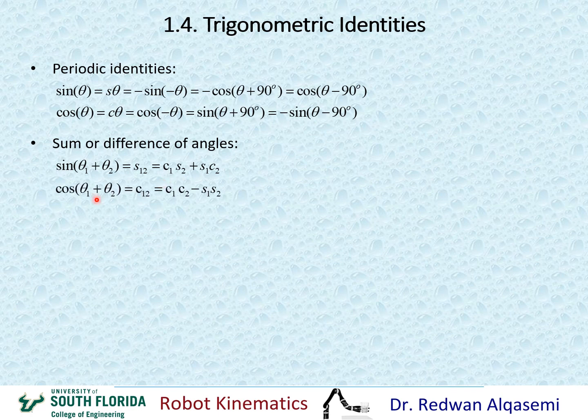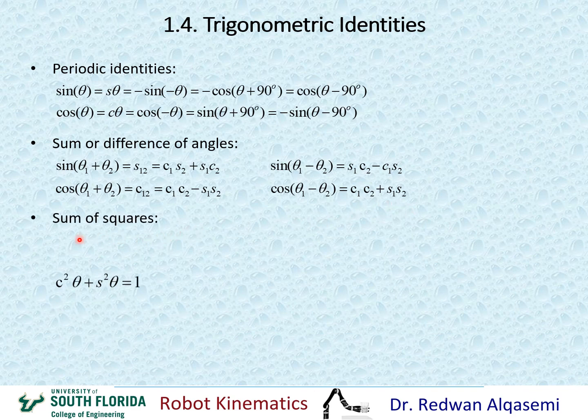For cosine with two added angles, theta 1 plus theta 2, symbolically we sometimes write it C12, and that equals C1 C2 minus S1 S2. If we have sine of theta 1 minus theta 2, we don't have it symbolically written in any way, but it equals S1 C2 minus C1 S2. If we have cosine of theta 1 minus theta 2, again we do not have this symbolically written, but it equals C1 C2 plus S1 S2.